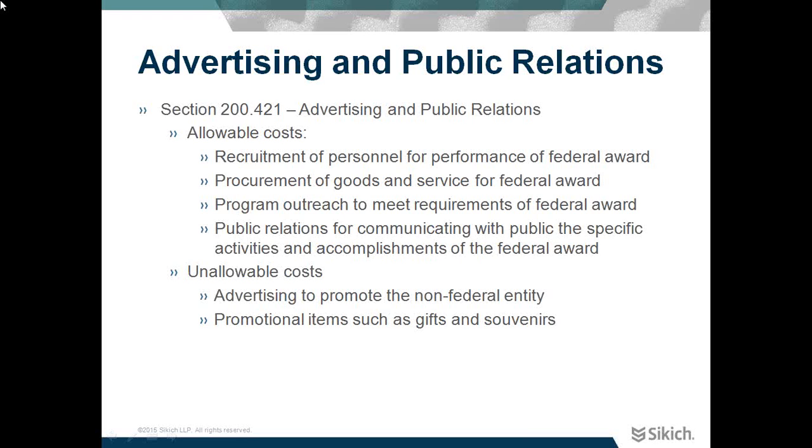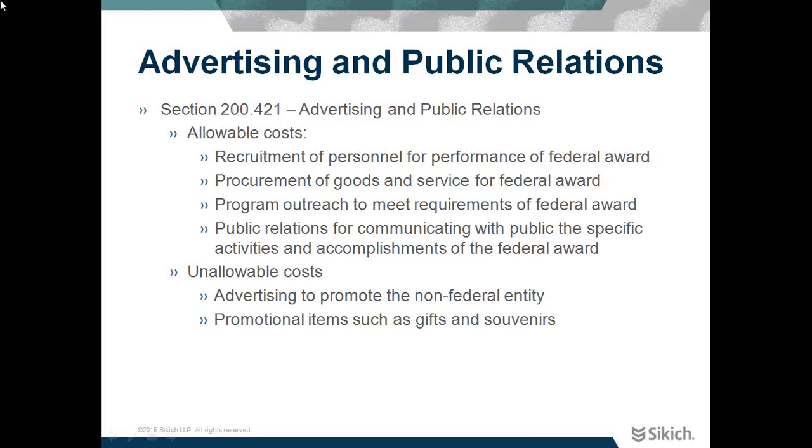Moving on, procurement of goods and services for federal awards. In other words, if you're advertising your procurement, that is an allowable cost as well. And public program outreach to meet requirements of the federal award are allowable to the extent that they are not promoting your entity. You can't advertise your entity and then at the end of the advertisement say, oh, by the way, you can start a program. But you can advertise the federal program and then put a little blurb about your entity. So just use your discretion there. Public relations for communicating with the public for specific activities and accomplishments of the federal award is also allowable, and that really goes with ringing your own bell or tooting your own horn as to what we've accomplished with this program, and the federal government wants to see that.